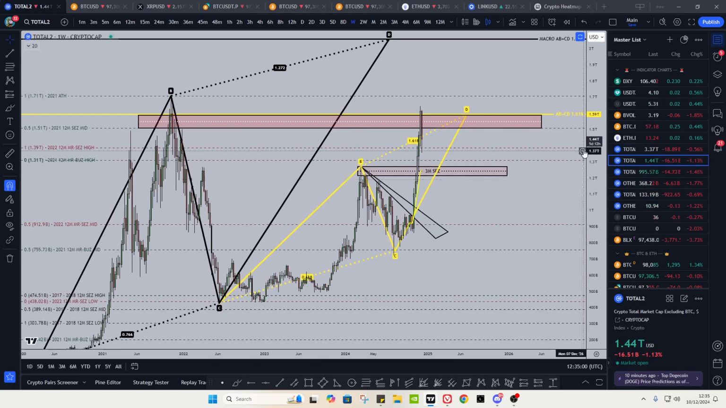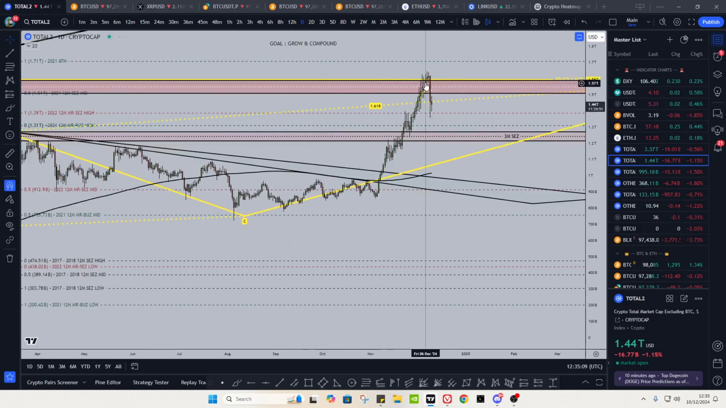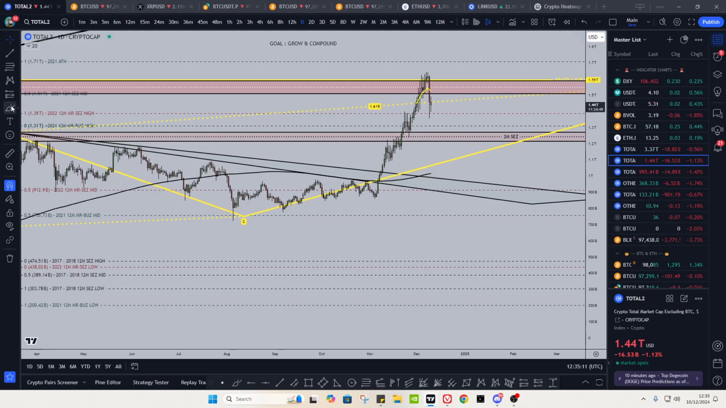Total two, we have hit the 1.618, right? Here is your 618 retracement, 1.618 is your extension, spiked above, and then completely broke down, right? Spiked above. Try to retest, which you did, right? You closed above, retested twice, and then move straight back down, right?